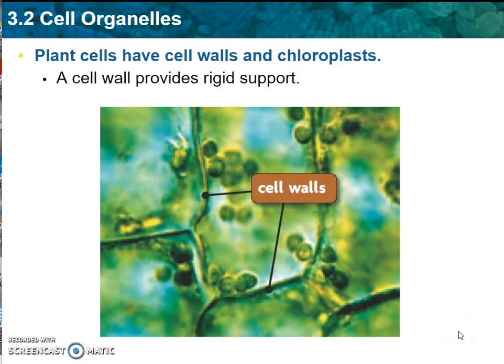Cell walls provide rigid support. They're also found in prokaryotes, some fungi, and some protists. Their job is to protect, support, and maintain shape. The thickness and the chemical composition differs from species to species among different cell types. Microfibrils of cellulose embedded in a matrix of proteins and other polysaccharides provide the structural support that plant cells need.